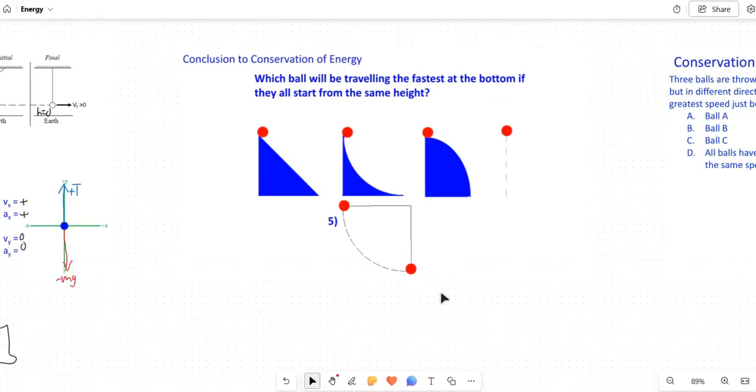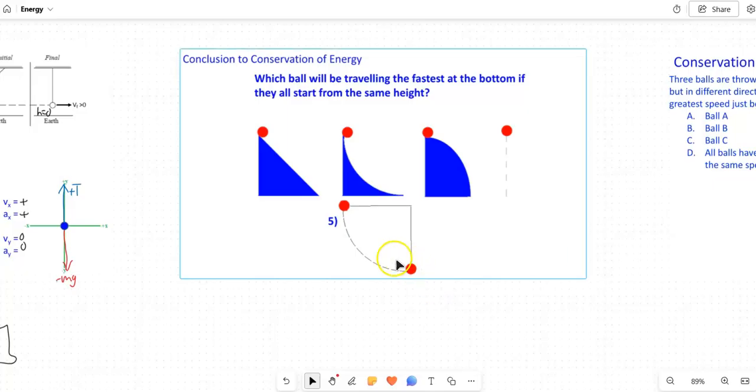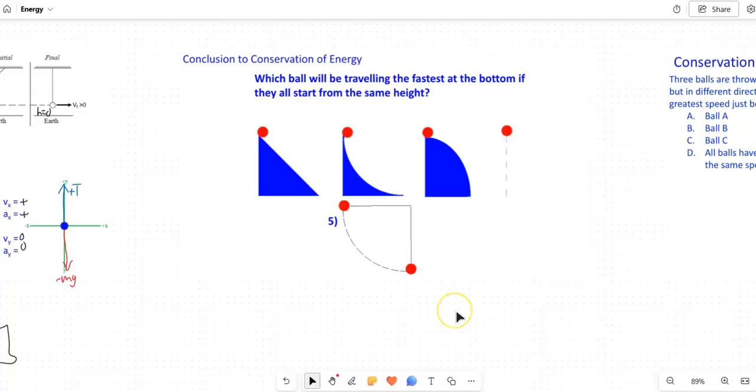So again, the reason potential energy due to gravity is special is that it's independent of the path, right? So as long as they have the same starting height, they're going to be traveling at the same speed at the bottom, no matter the shape of the ramp, or no matter if it's dropping straight down or swinging down. Very interesting. Okay.